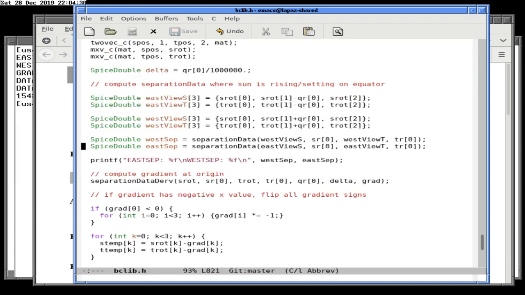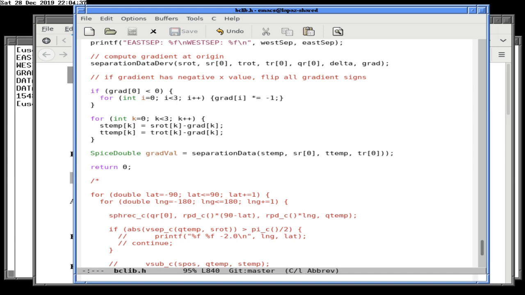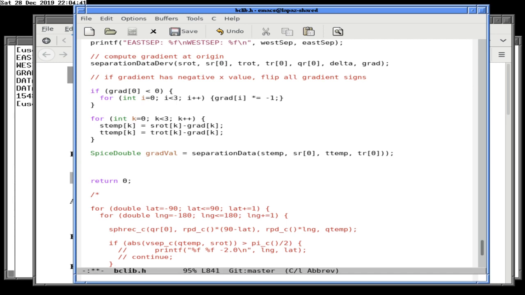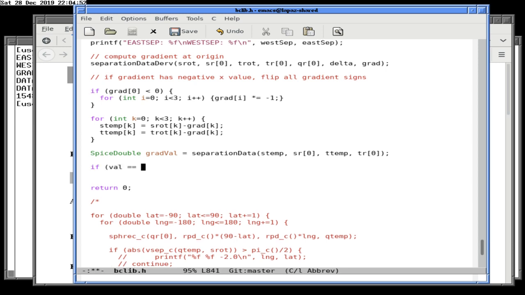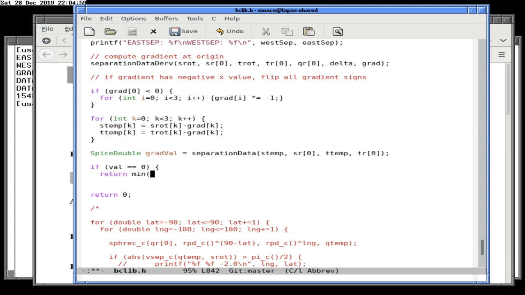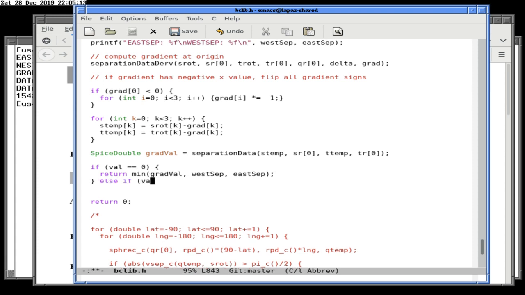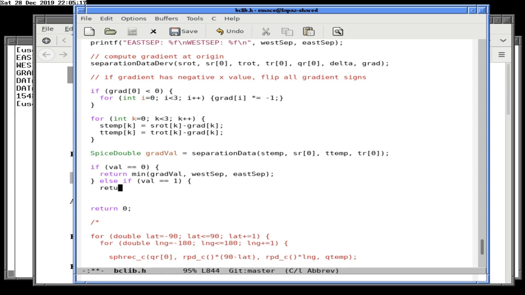Sounds dirty. Okay, so now what we need, depending on if val is 0 or 1, is the min or the max of ESEP, WESEP, and grad val. So if something's wrong... Do I have an extra parenthesis? I did have an extra parenthesis. Okay. If val equals 0, 0 is smaller than 1, so we return the minimum value. And I'm pretty sure this isn't going to work because min can only handle two arguments at a time. Grad val, WESEP, ESEP. I'm also pretty sure the whole thing's not going to work because there's some big mistake I've made. Else if val equals 1, return max of grad val, WESEP, ESEP.